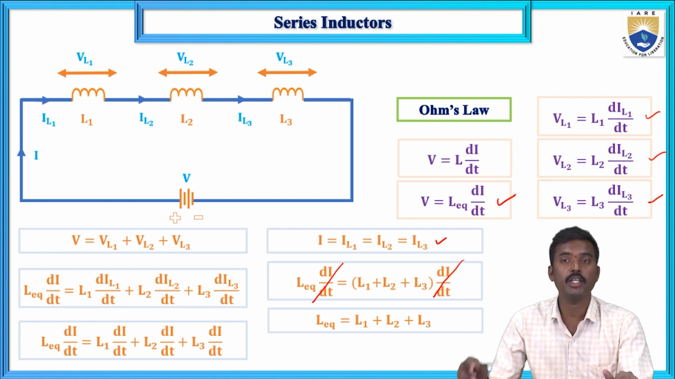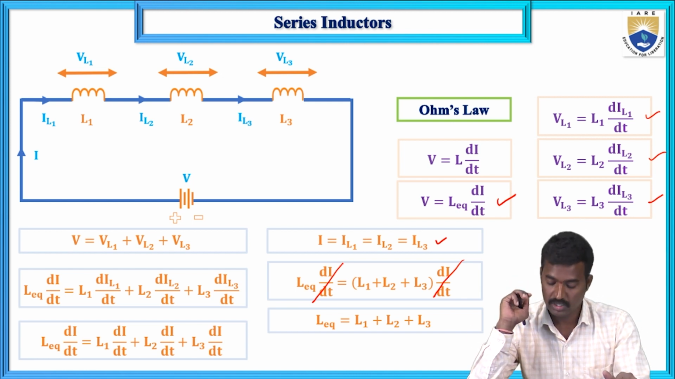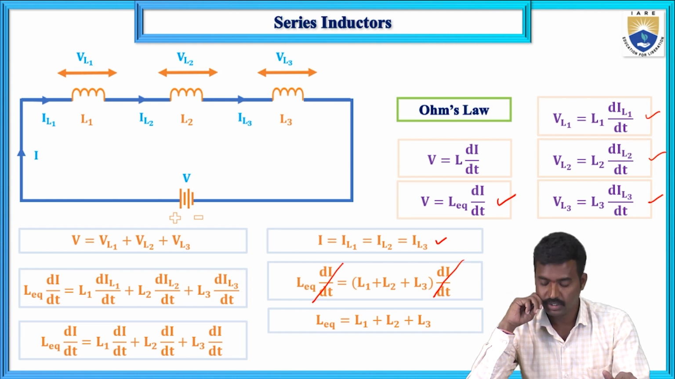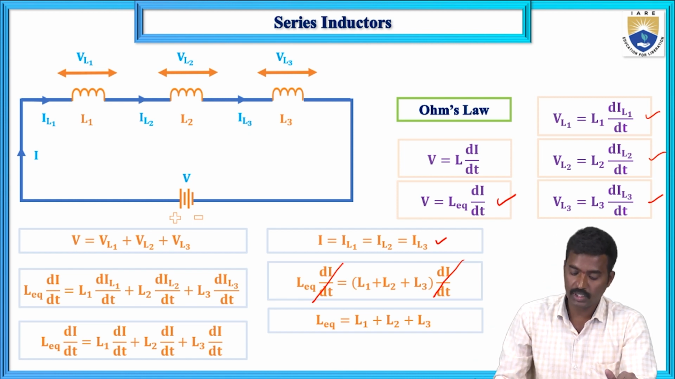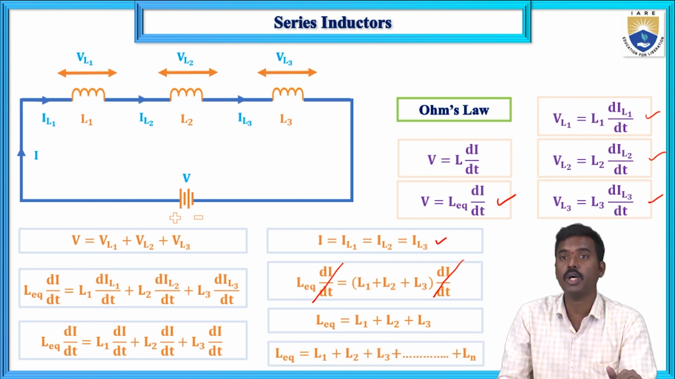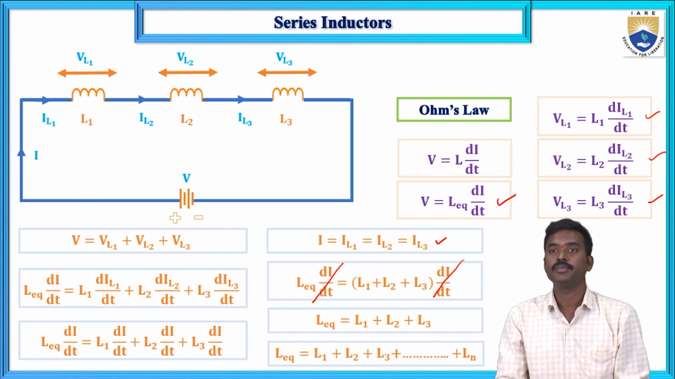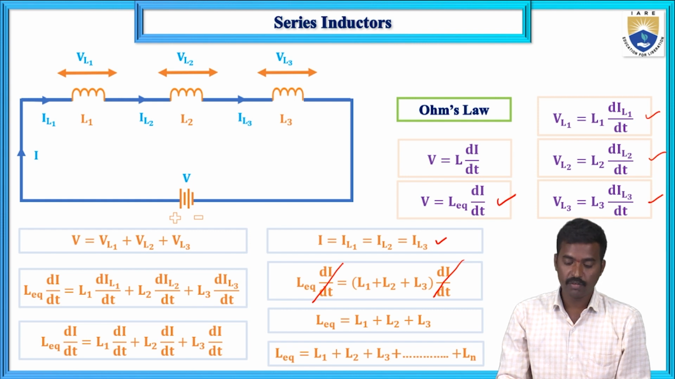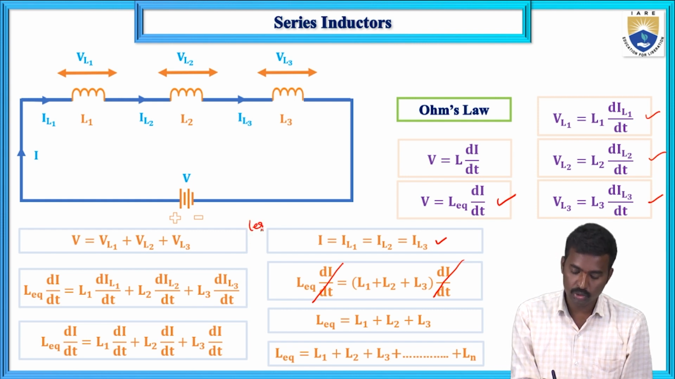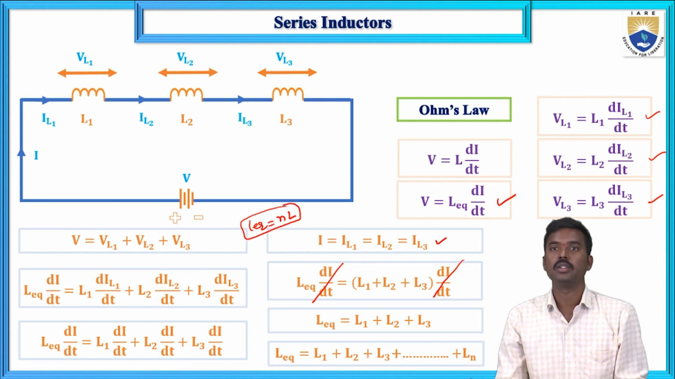This formula is only for three inductors connected in series. If n inductors are connected in series, then L equivalent equals L1 plus L2 plus L3 till Ln. If n inductors connected in series have the same value, then L equivalent equals n into L, where that same value is L.